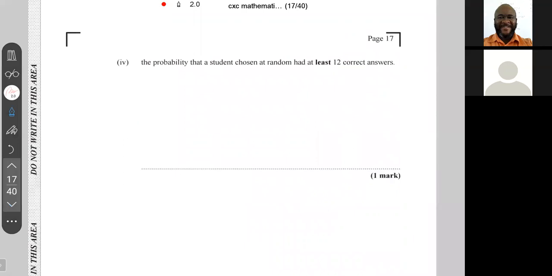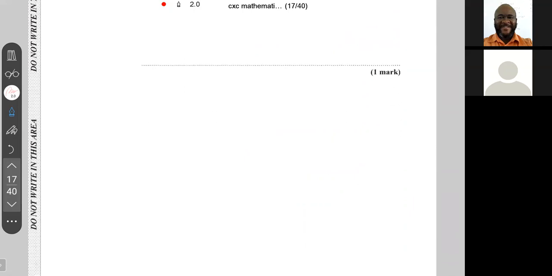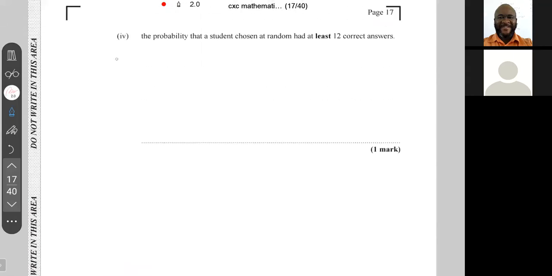Next, we're asked to determine the probability that a student chosen at random had at least 12 correct answers. Guys, at least is an inequality term and it means greater than or equal to. So what we want is the probability that the number of correct answers is greater than or equal to 12.